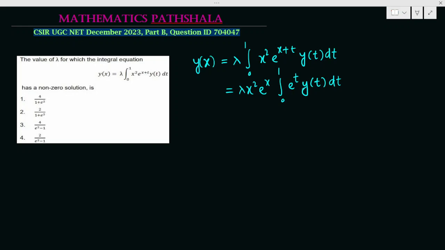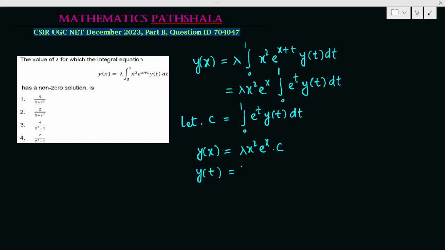Now if we consider this integral portion as c, then c will be integration over 0 to 1 of e to the power t y(t) dt. Then y(x) will become lambda x square e to the power x into c, and from this we can write y(t) equals lambda t square into e to the power t into c. Now let's consider these as equation 1 and equation 2. Using 2 in 1, if we put this y(t) in 1, then what do we get?